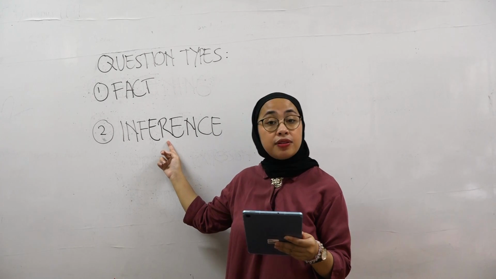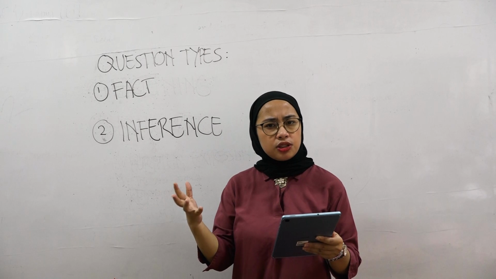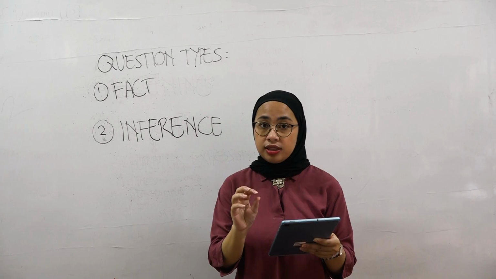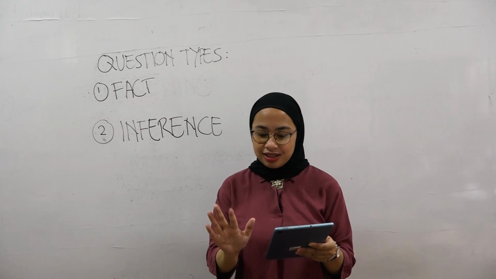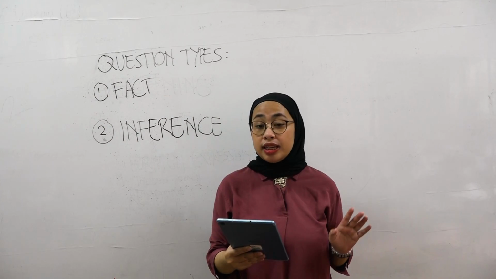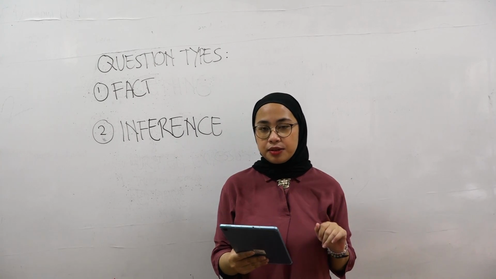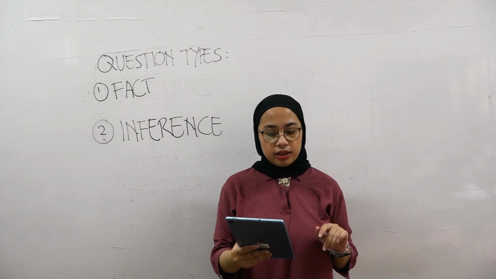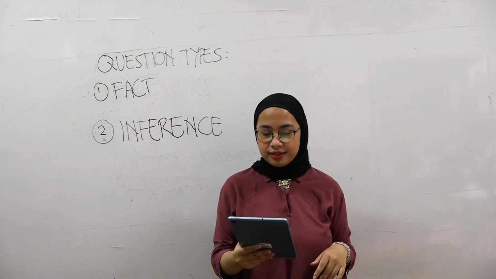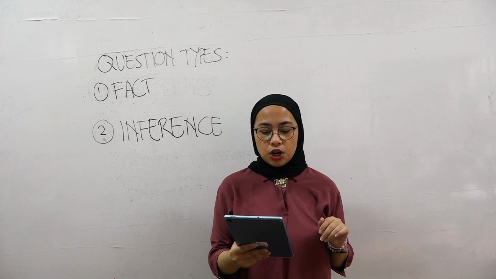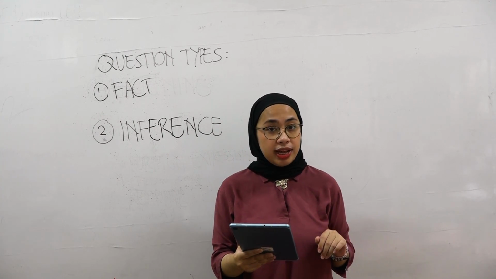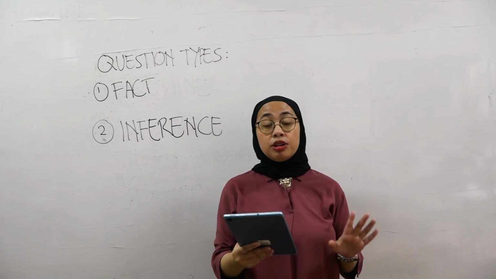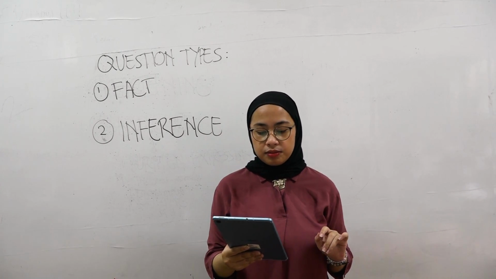Number 2, we have inference questions. An inference question asks about information that has not been mentioned specifically in the dialogue. In other words, the information has only been implied or suggested by the speakers. For example: where does this conversation probably take place? The second one: what will the woman probably do next? That's the example.